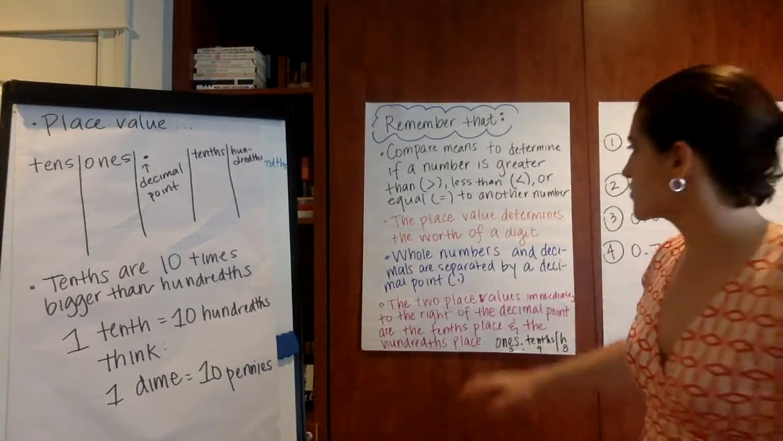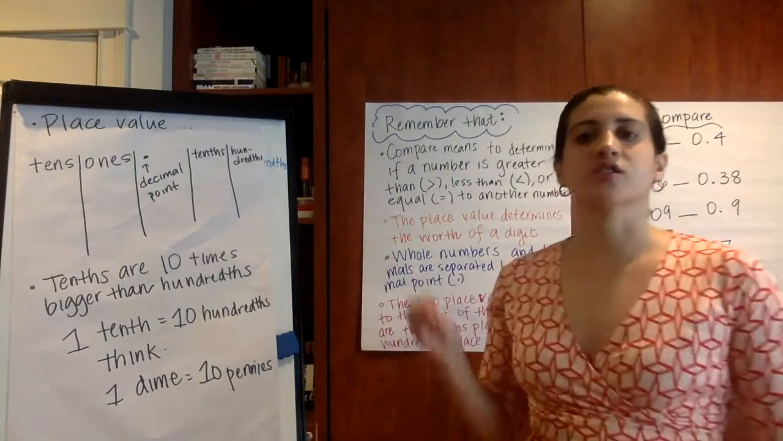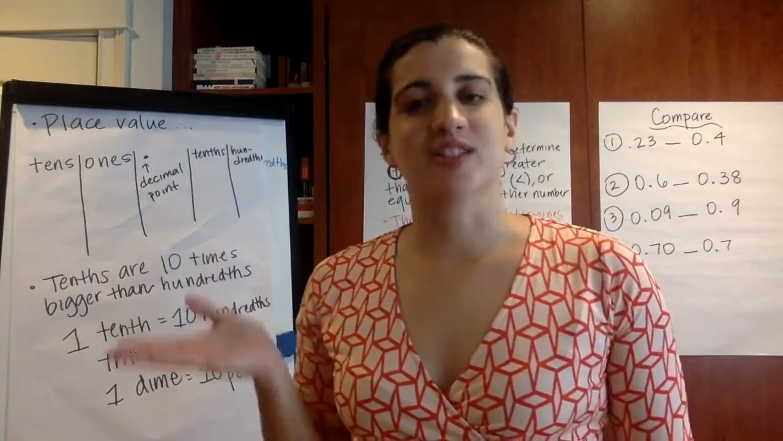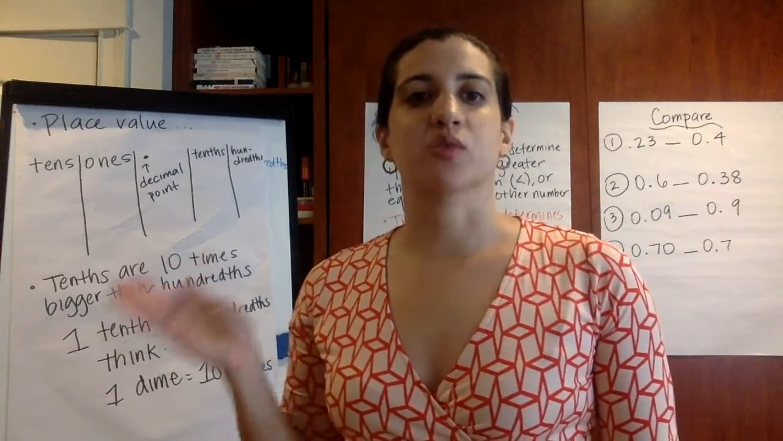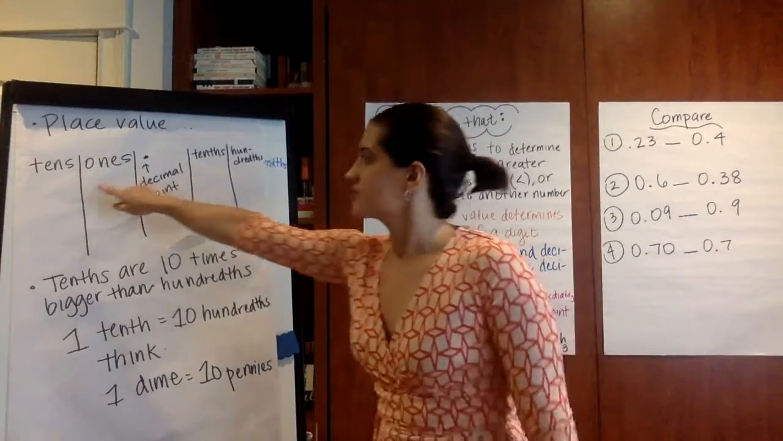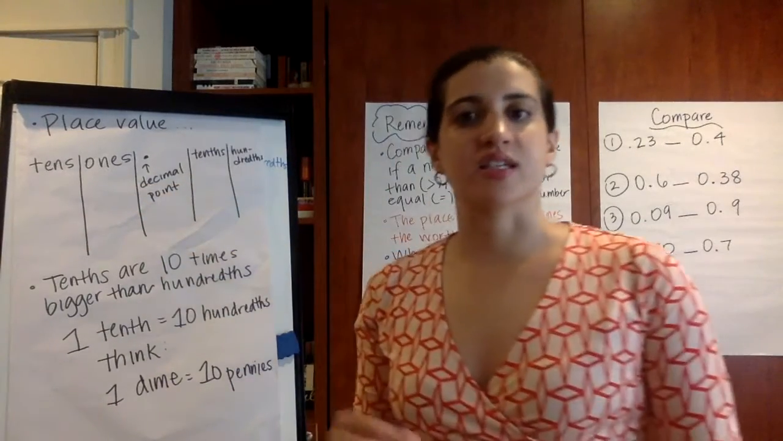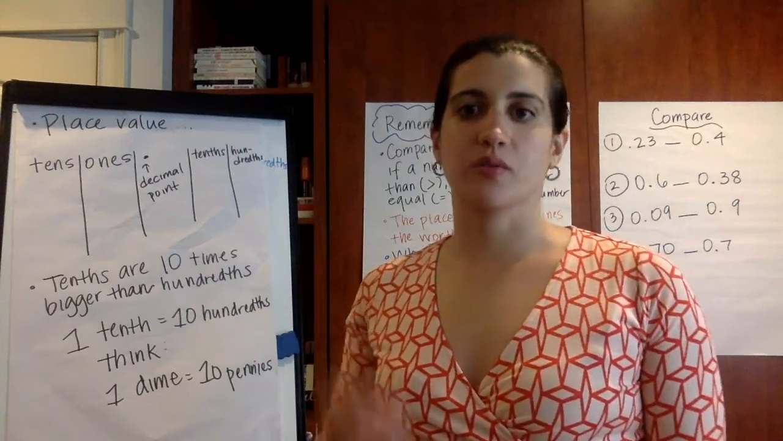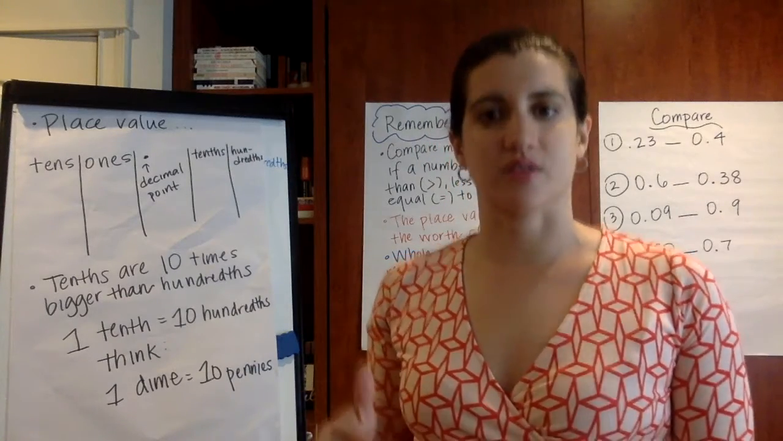Also, please remember, place value determines the worth of a digit. That means where it's located in the place value tells me how much it's worth. So a 5 in the tens place is worth 50. A 5 in the ones place is worth 5. That's really, really important to remember when we compare decimals today.